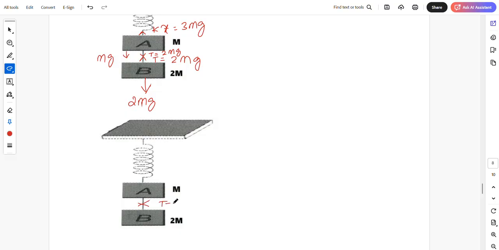Tension will be 0. The weights are 2mg and mg. What happens to the spring force? There is no change in the spring force instantaneously. Kx is equal to 3mg itself. Since this is 3mg and this is mg, the acceleration of block A will be upwards.